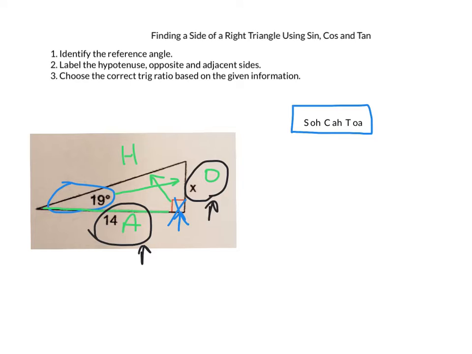So the trig function that we're going to choose to use has to have O and A in it. If I look at SOHCAHTOA, sine uses opposite and hypotenuse, so that will not help us. Cosine uses adjacent and hypotenuse, that will also not help us, but tangent is the one that we want because it has the opposite and the adjacent there.